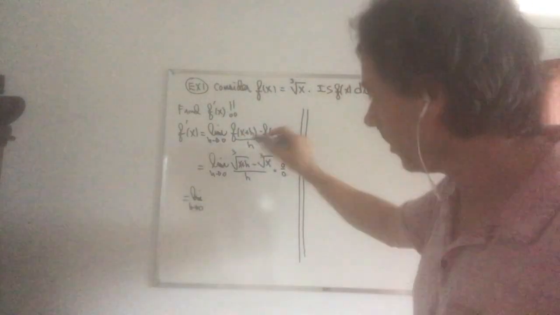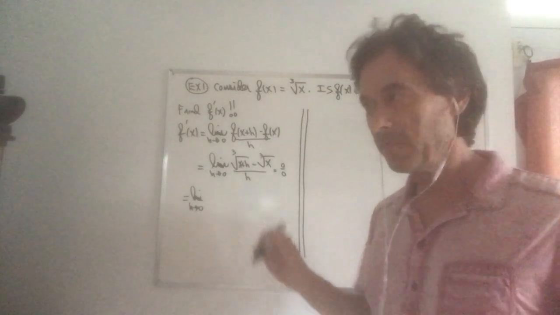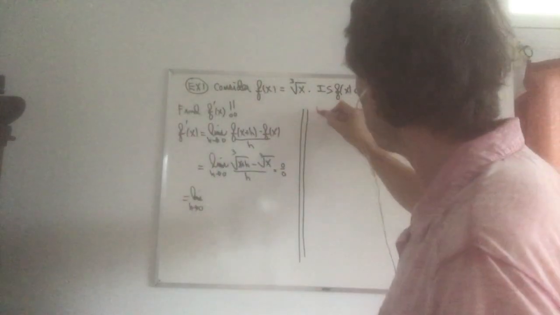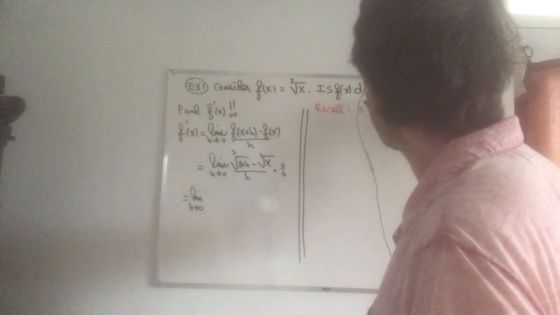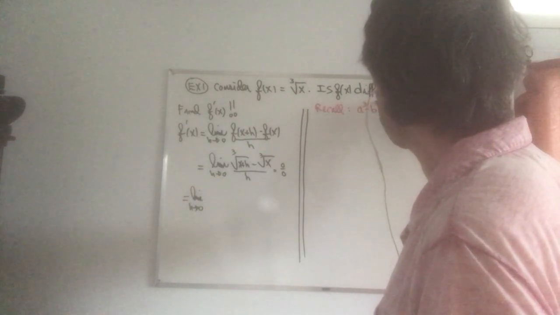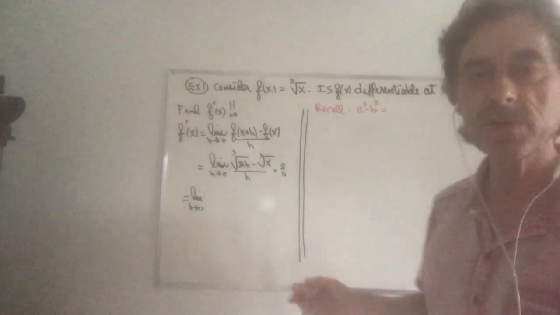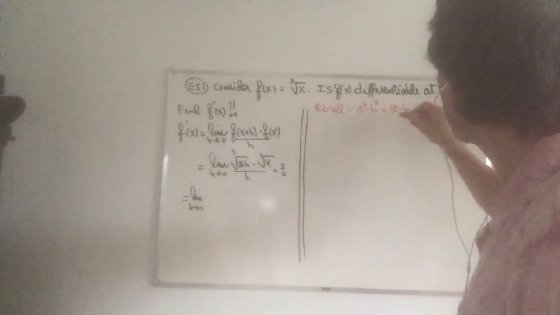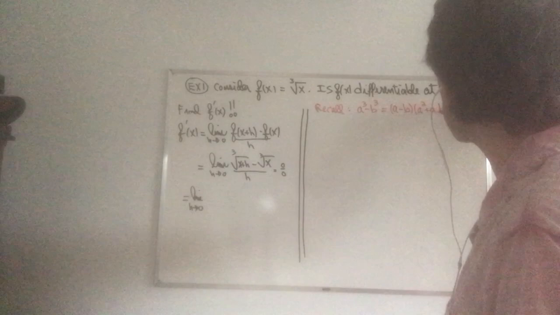Okay? I'm going to come back to this. But I need to actually do a little bit of algebraic manipulation here. So first of all, a little quick recall before we go on. Recall a^3 minus b^3, the difference of cubes. We've seen that before. Who remembers a^3 minus b^3? This is (a minus b) times (a squared plus ab plus b squared).